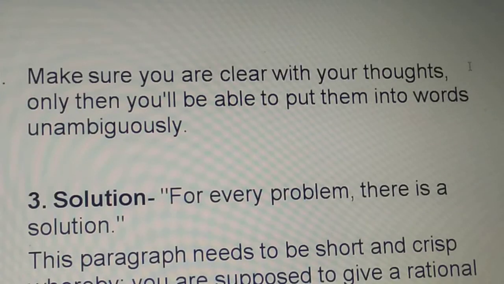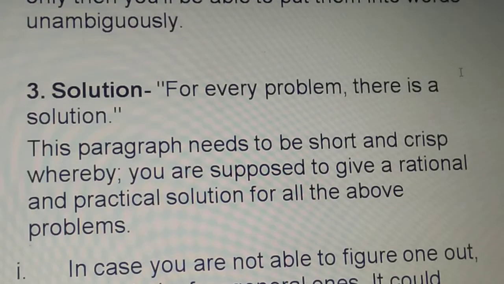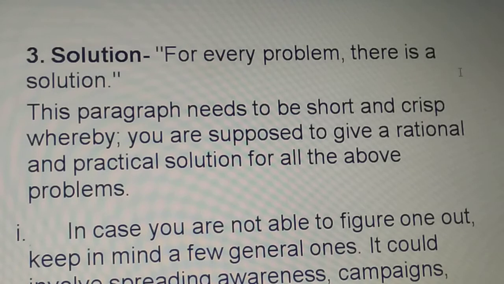Look at the next point. Make sure you are clear with your thoughts. Don't be ambiguous. Only then you will be able to put them into words unambiguously. Solution for every problem. Obviously, there is a solution.